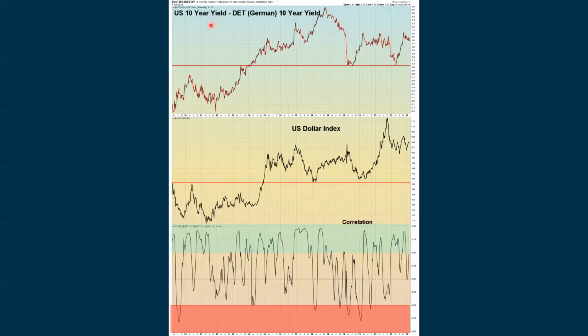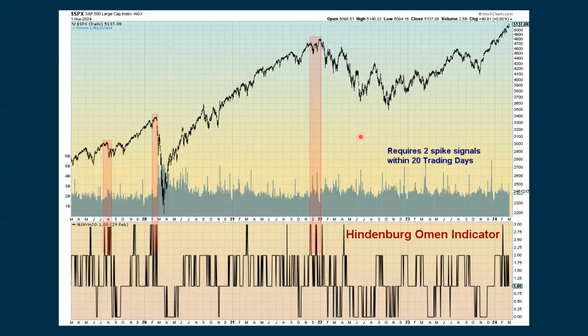Then we look at the 10-year yield in the US and we subtract the German 10-year yield. And because US rates are higher, that gives us a positive result. And sometimes we can plot the US dollar index here in the middle, and we can see a strong correlation between the two. We're not right now. If we get up into this blue area, that would mean that the top chart and the middle chart are heavily correlating with each other, but this isn't really helping us for the time being.